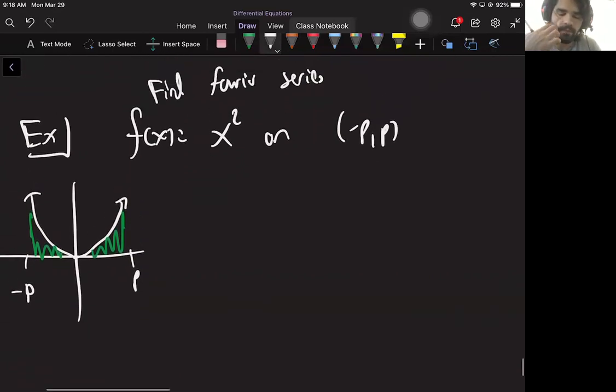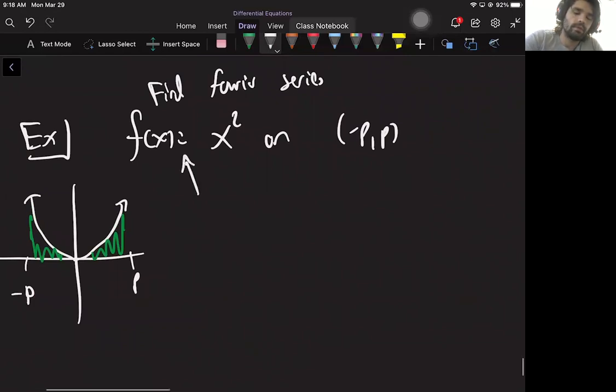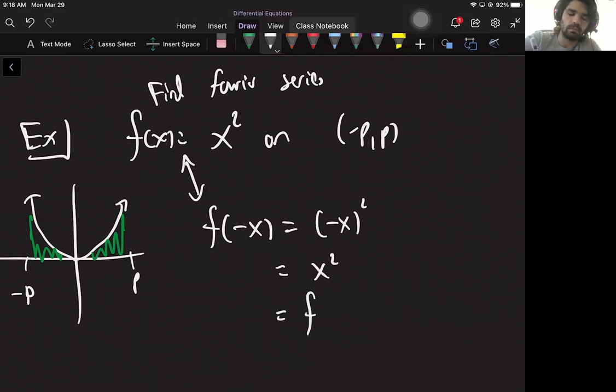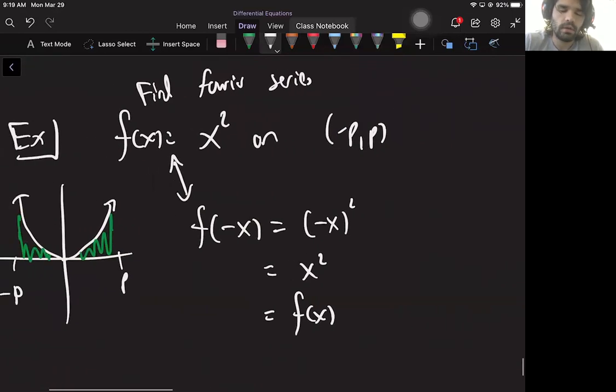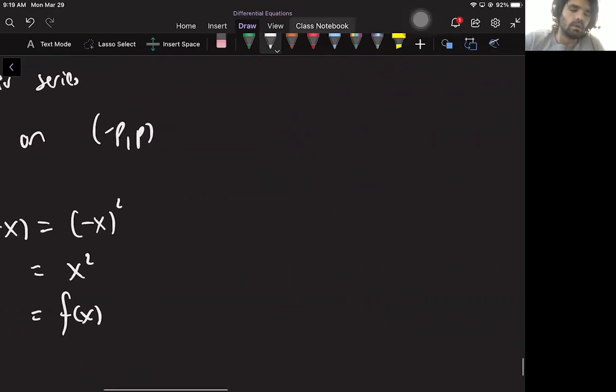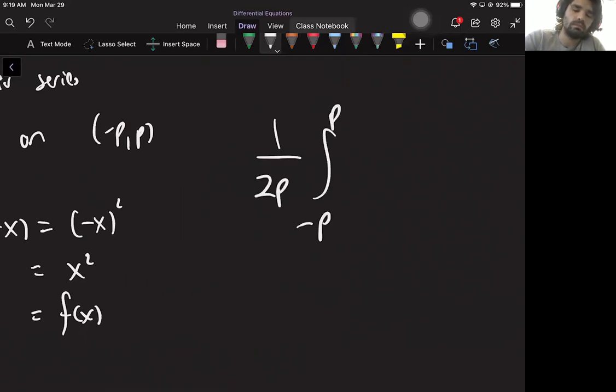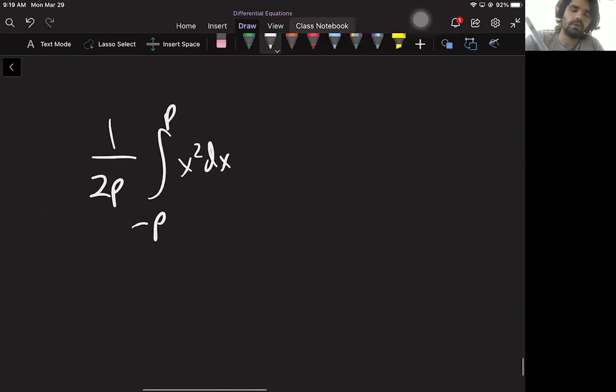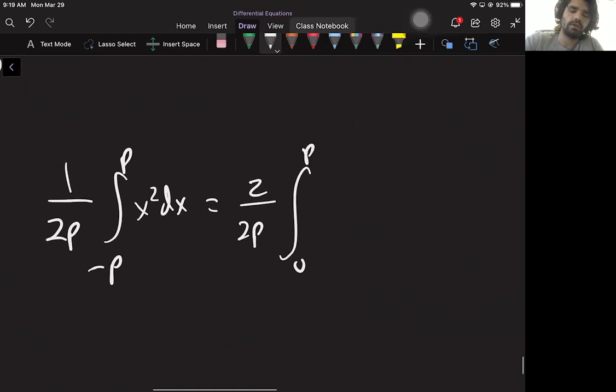Oh yeah, and I also wanted to say the actual definition of even is that if I change x to negative x, the function is unchanged, and we see that it is. So that's another way to think of even functions besides using symmetry. Okay, so now we can continue. That first term is this. We can use our little trick, double it, and only integrate from 0 to p because it's an even function. Doesn't really save us much time here.